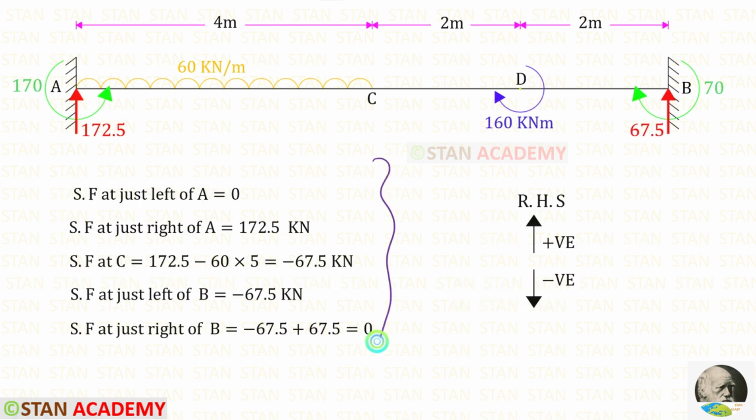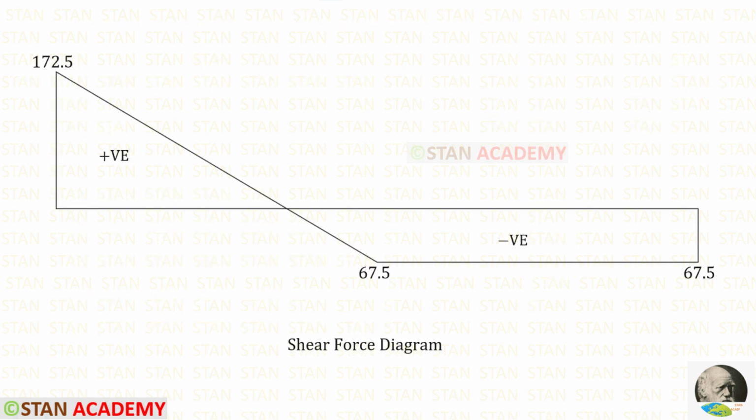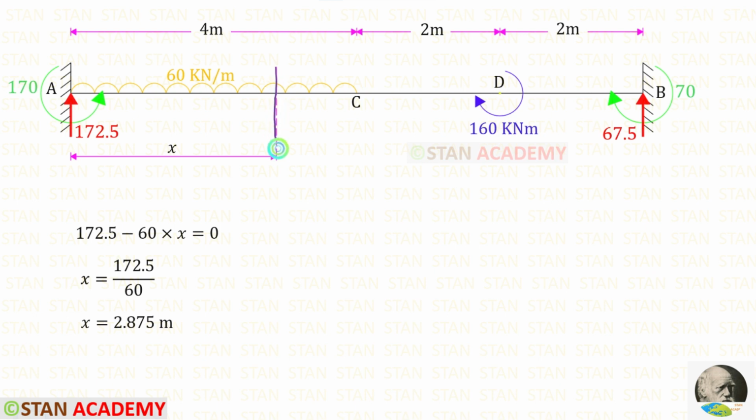Here you can see the shear force calculations. Here you can see the shear force diagram. At this point, the shear force becomes 0. Under the uniformly distributed load, at this point, there will be maximum positive bending moment. At this point, let us make a section and find the distance. You can see that I have made a section at a distance of x from point A. We know that in this section, the shear force is 0. Using that concept, we can find x.